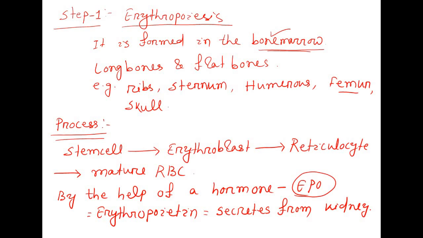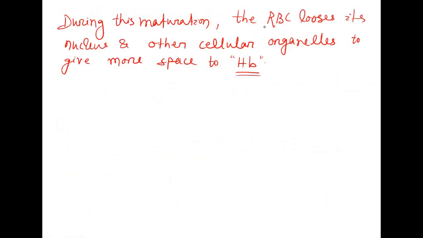And it is called as erythropoiesis. First, it occurs in the bone marrow, and basically long bones and flat bones process from stem cells. Erythroblast arises from stem cells, reticulocytes form from erythroblast, and from the reticulocytes finally mature RBC form. Mature RBCs are biconcave in shape, and this mature RBC production also occurs by help of a hormone called erythropoietin or EPO, and it is secreted from kidney. During this maturation, the RBC loses its nucleus and other cellular organelles to give more space to hemoglobin.